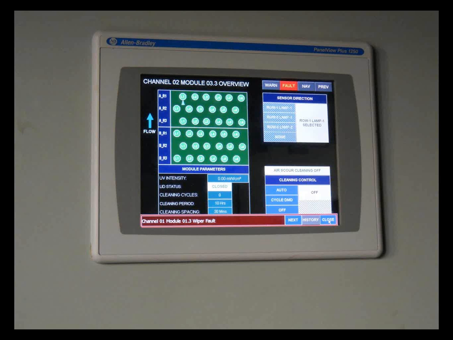As you can see here, there was a fault on one of the wipers that also sends that. This is tied directly into our plant SCADA system, so if this happens, the alarm is called to either the plant or to the person carrying the pager 24 hours a day, 365 days a year.